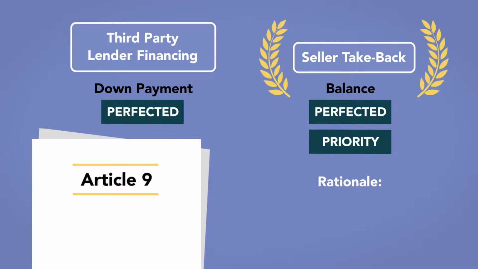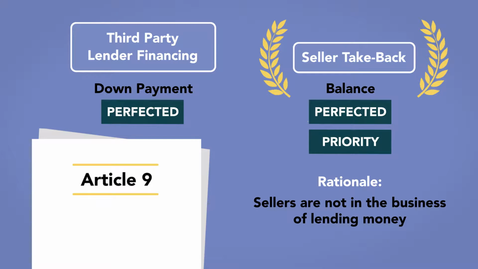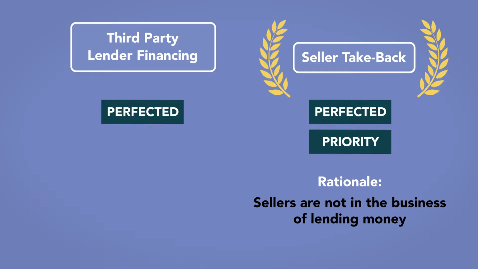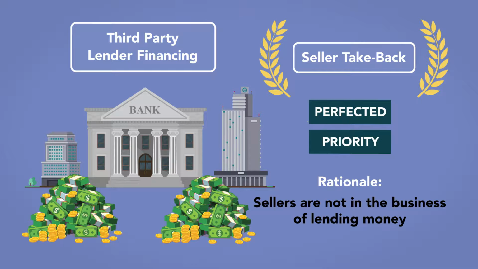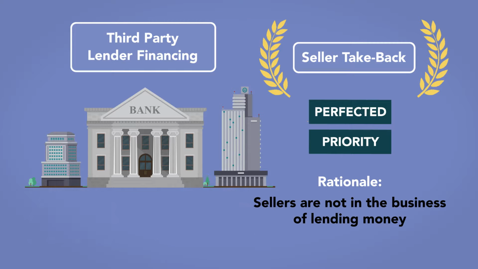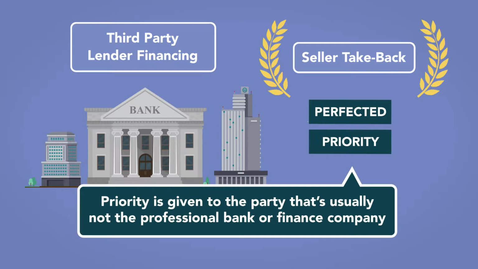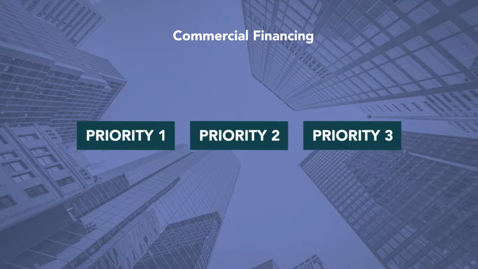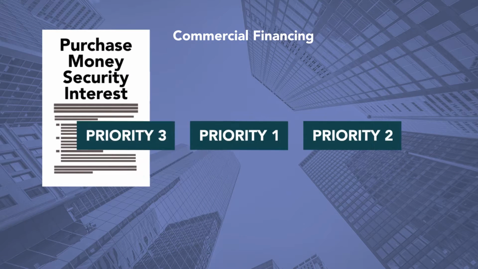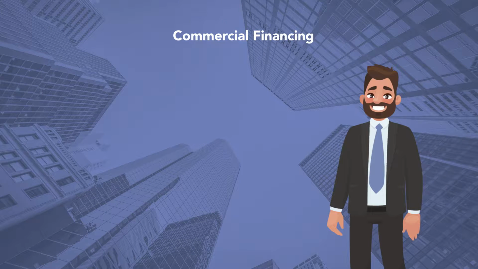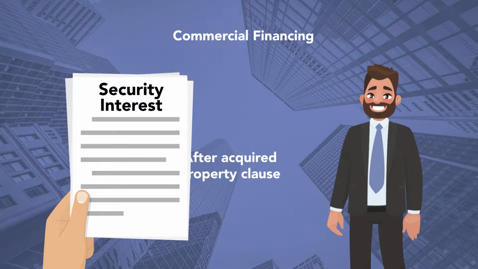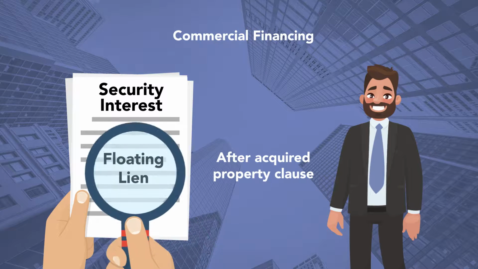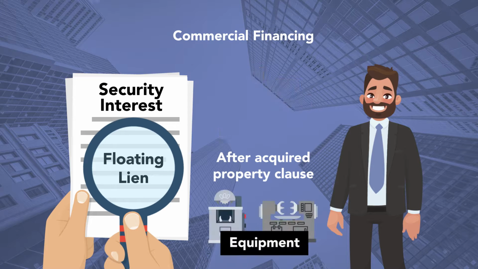The policy rationale supporting this outcome is that sellers are not in the business of lending money. Third-party lenders, usually banks and other finance companies, are structured to sustain occasional losses. Thus, priority is given to the party that is usually not the professional bank or finance company. In commercial financing, there's also a process for rearranging priorities when purchase money security interests come into the picture. The scenario occurs when a commercial debtor has already granted a security interest with an after-acquired property clause, known as a floating lien, in its inventory, equipment, or both.